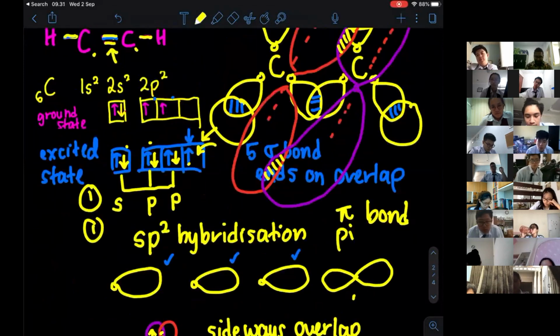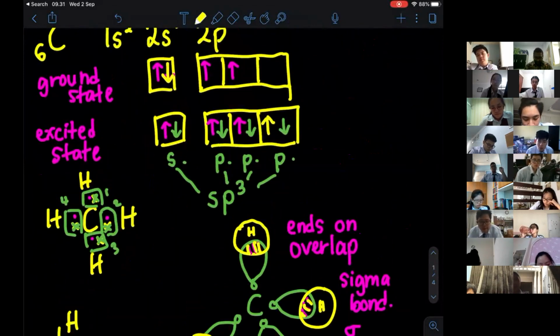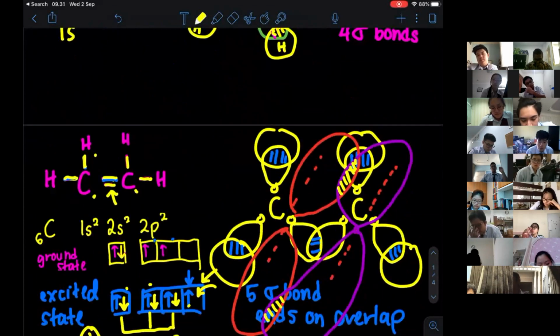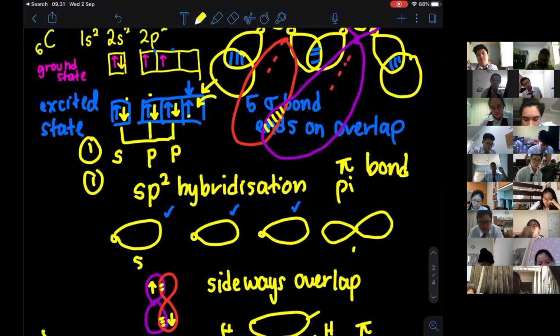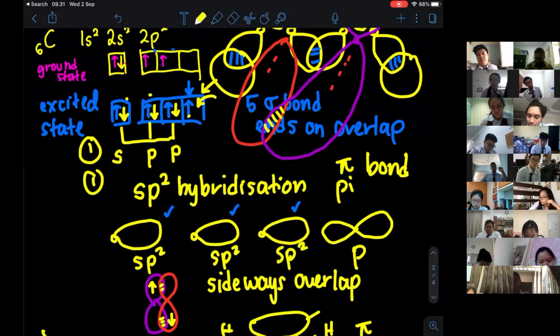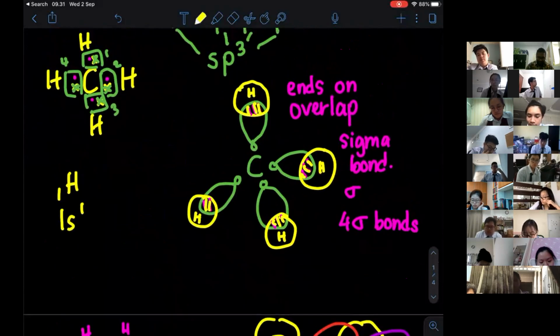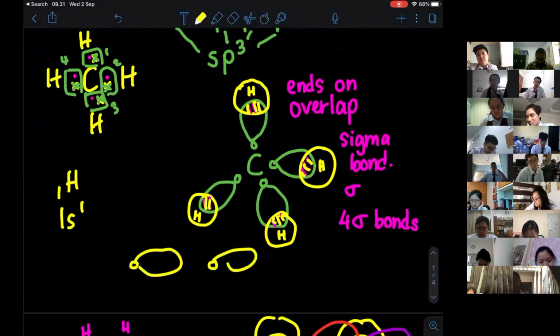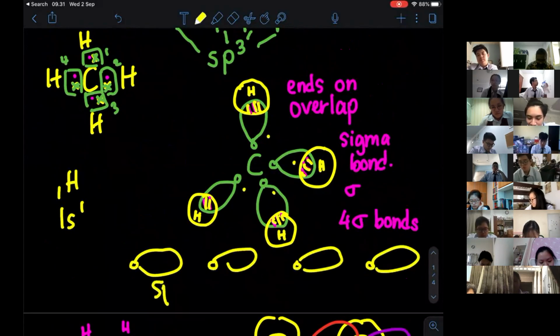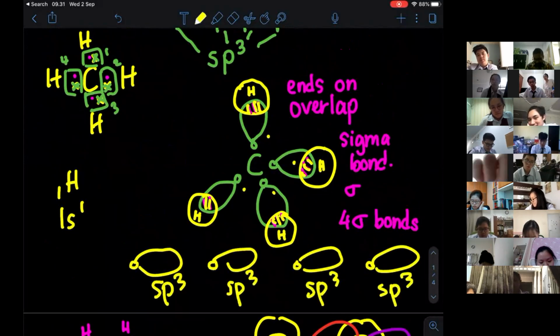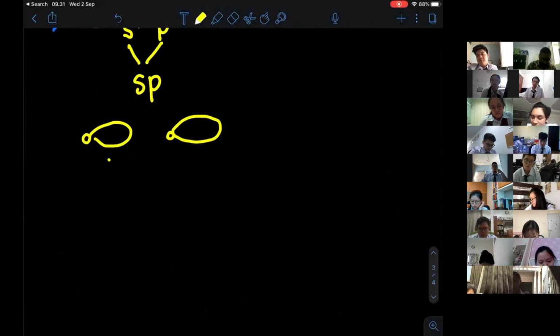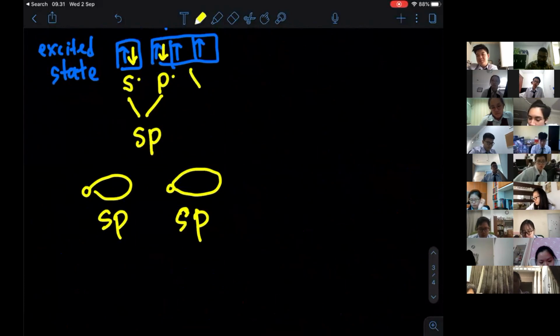Do remember when I drew just now, each of them here is sp2, sp2, sp2, and this is p. So if you have this, it means that you have 4, which is 1, 2, 3, 4. So you have 4, and all of them are called sp3 orbitals.